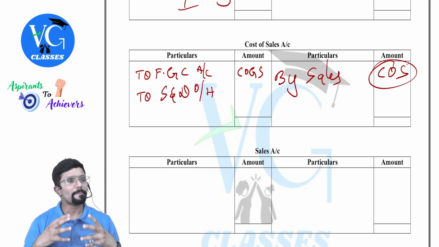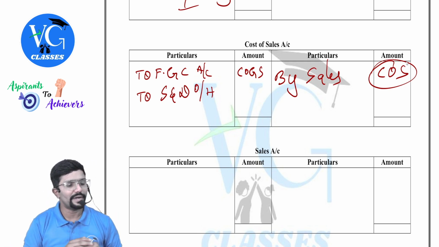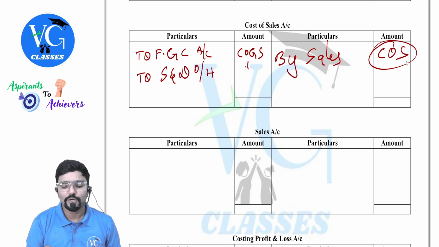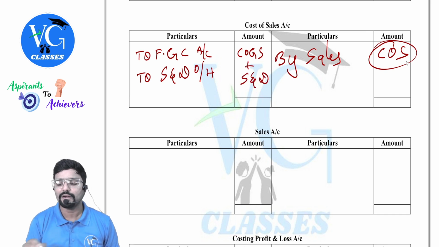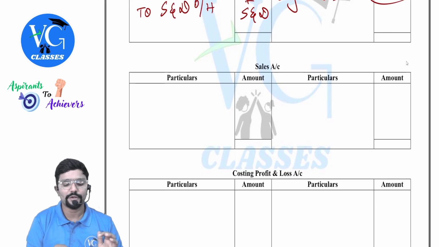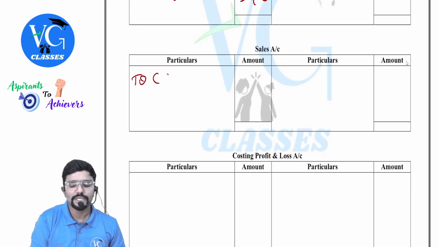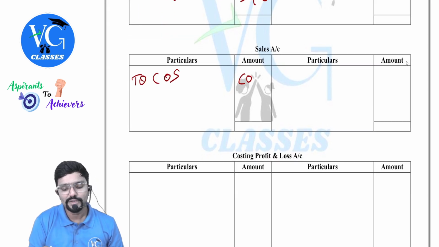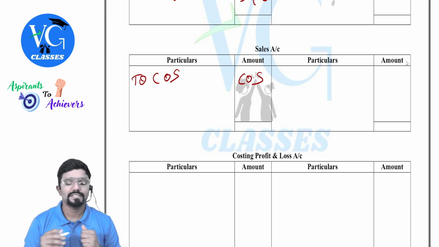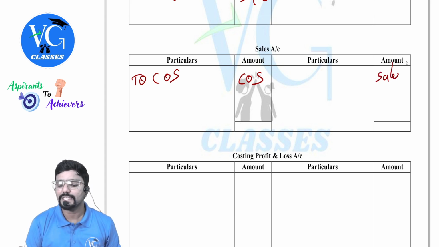Okay. Selling and distribution overhead. Done, sir. We have observed. So total is cost of goods sold plus selling and distribution overhead will be called as what here? COS. Cost of sales. We are transferring it to sales account. So COS. Name is what? COS. Amount is also COS. On the credit side, record sales. Okay, sir. I will record sales here.